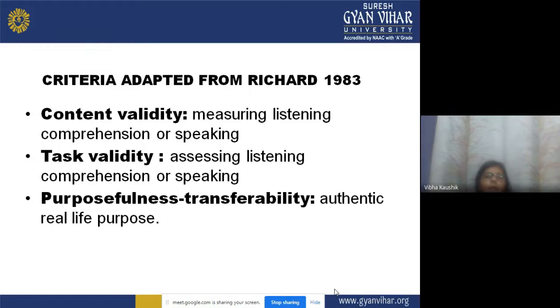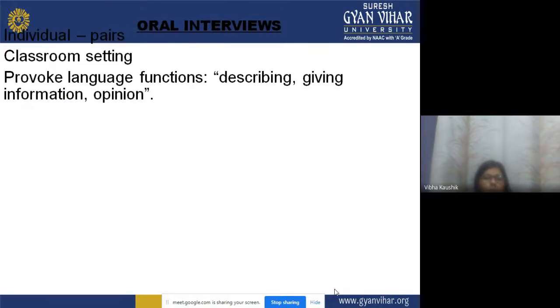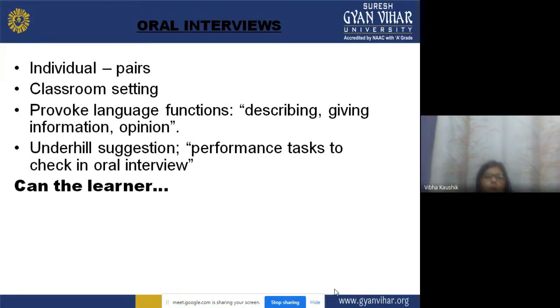Criteria adapted from research, 1983: content validity, measuring listening comprehension or skill; task validity, assessing listening comprehension or speaking; purposeful transferability, authentic real-life purpose; authenticity, major spoken languages. Oral interview: individual, peers, classroom settings, provoke language functions, describing, giving information, opinion.